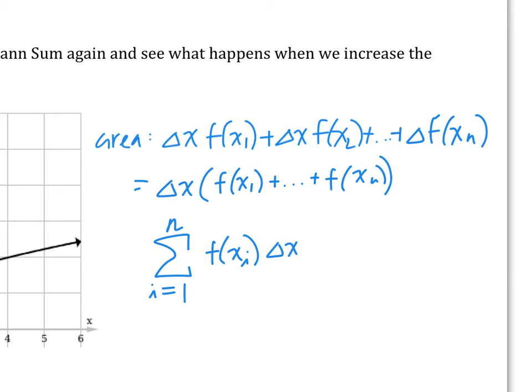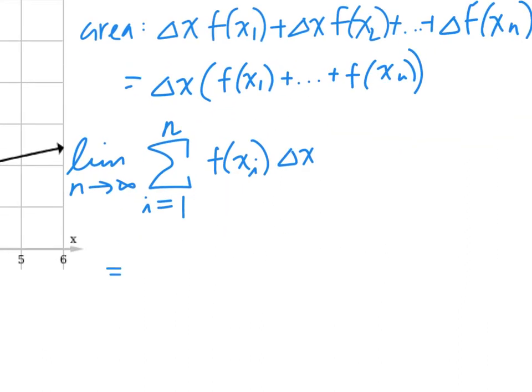And what's going to happen is I am going to make it be a super many amount of rectangles. That means limit as n goes to infinity. When n is very big, that means I make my delta x very small. Yes, correct. And eventually, this becomes the integral.